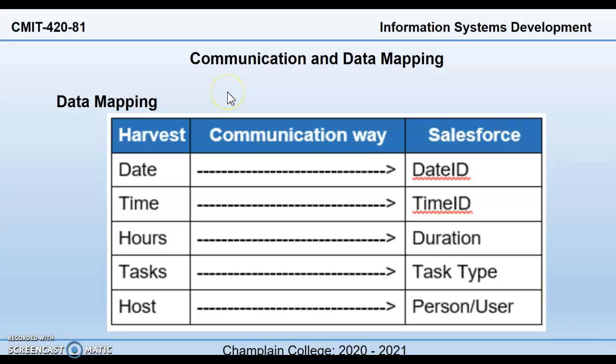The data mapping is some fields that will be defined in Harvest and the equivalent in Salesforce. What happens is Harvest has a different mapping structure, which is not the same as Salesforce. So when you integrate, fields in Harvest have to match one-to-one to what we have in Salesforce. The naming convention may not be the same, but when we integrate them, when we match them, the record will be the same.